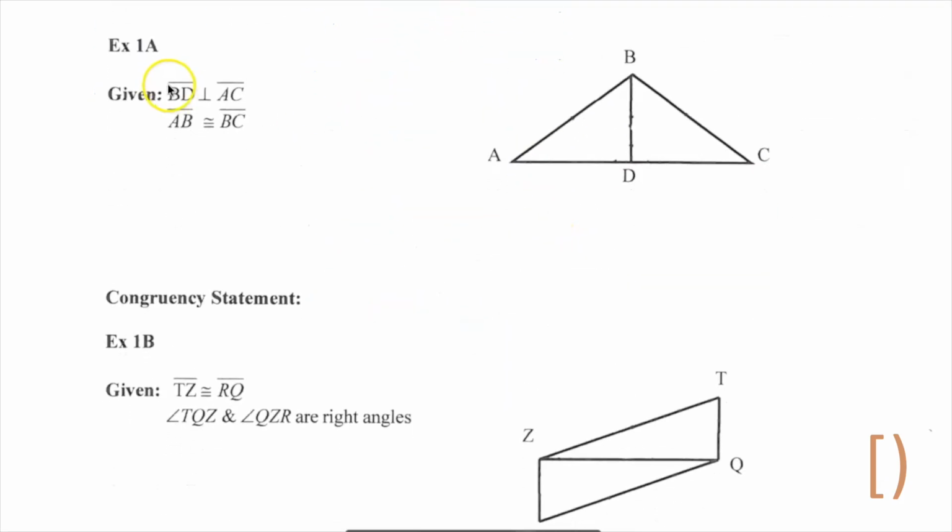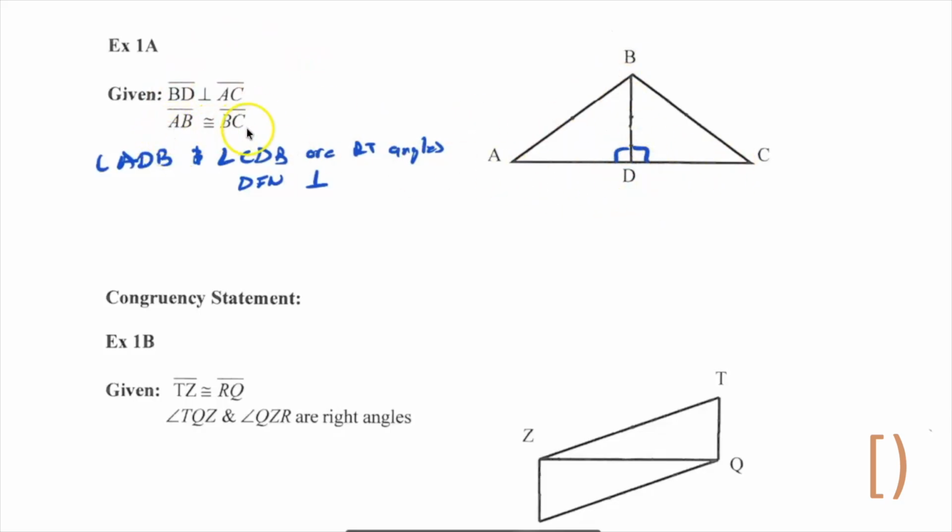Okay, let's do an example. Given BD is perpendicular, that's what that upside down T means, to AC. Perpendicular means that they make a 90-degree angle. So it's saying that this guy and this guy are 90 degrees. So we're going to say angle ADB and angle CDB are right angles, or 90 degrees. Either way is fine. That's the definition of perpendicular. Now we know these are right angles because it tells us that these two are perpendicular, which means that they make a 90-degree angle.